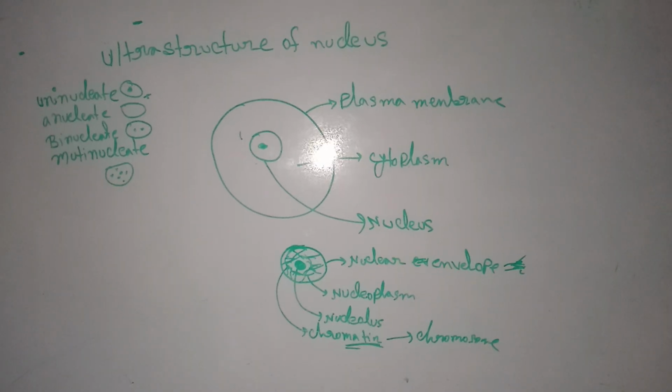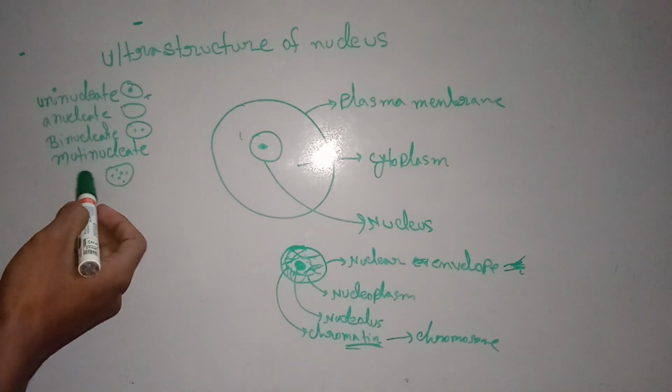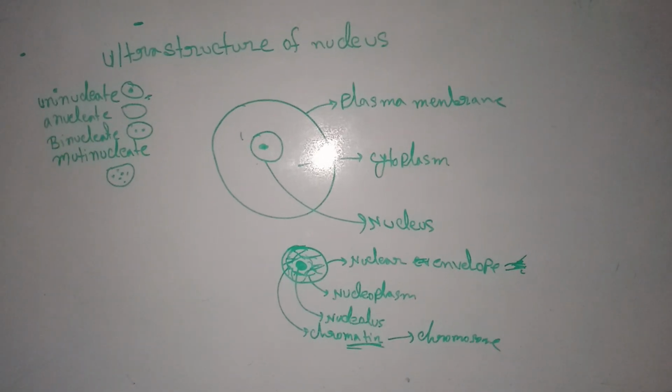Then we can talk about the nucleus. Based on whether the nucleus is present or absent, and on the number of nuclei present, we can classify cells into uninucleate, anucleate, binucleate, and multinucleate. Uninucleate means one nucleus. When the cell contains one nucleus, it is called uninucleate.